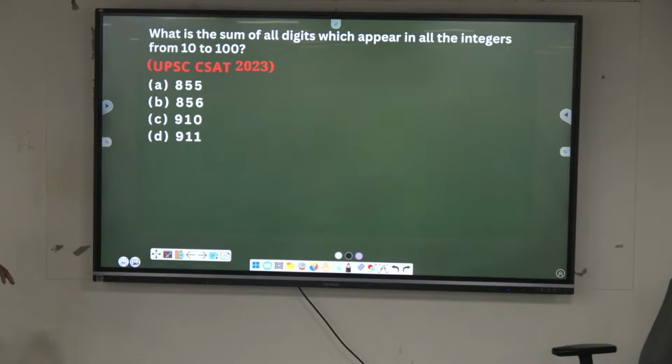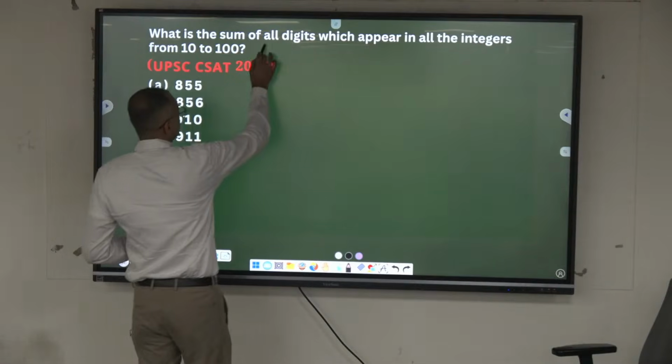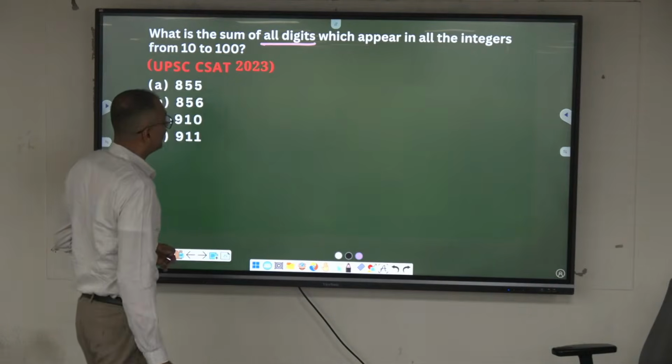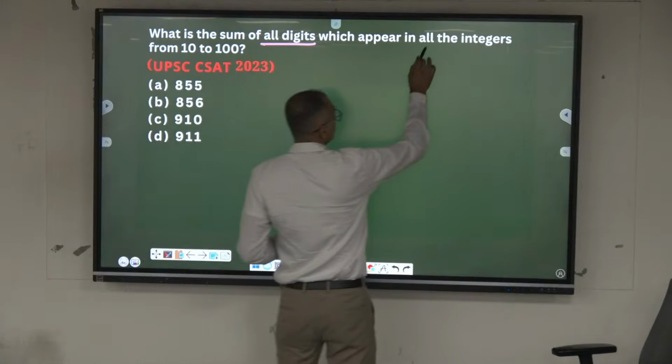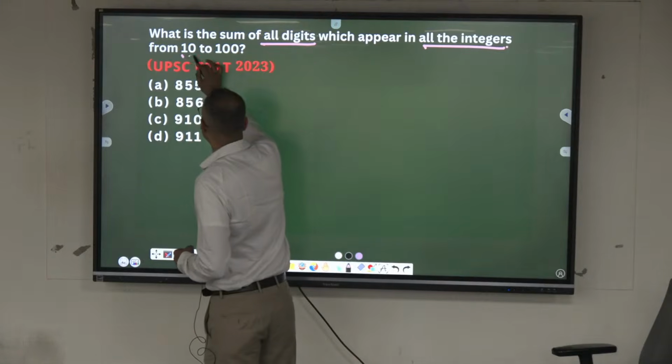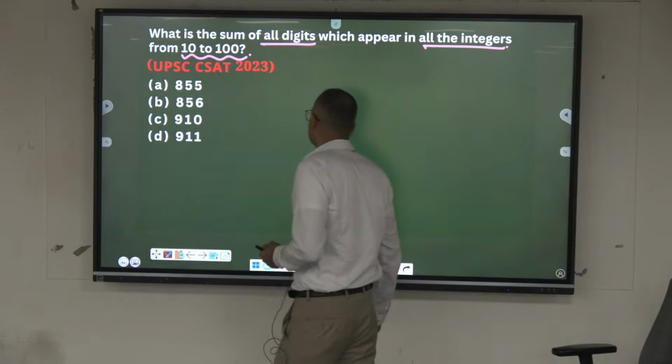What is the sum of all digits? What is the sum of all digits which appear in all the integers, all the integers from 10 to 100?